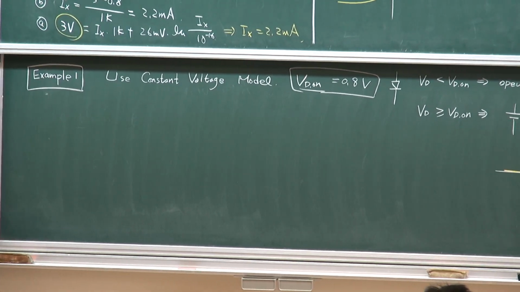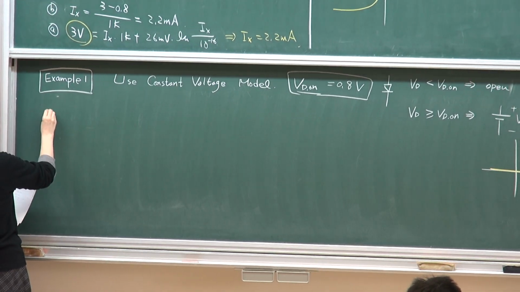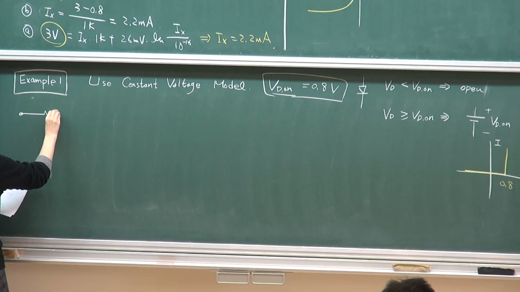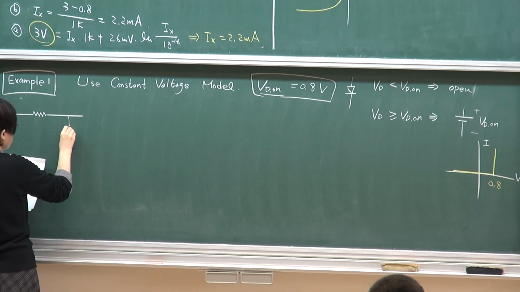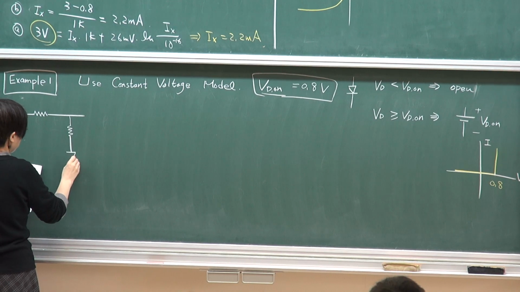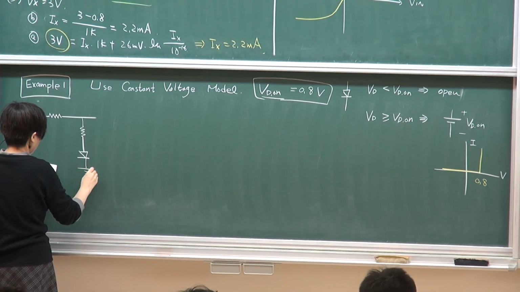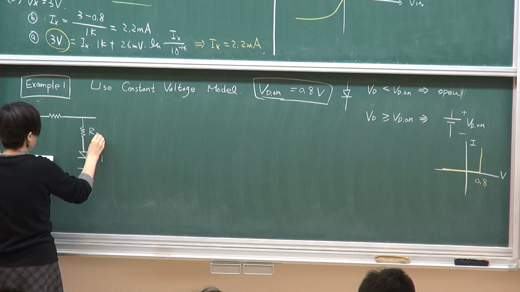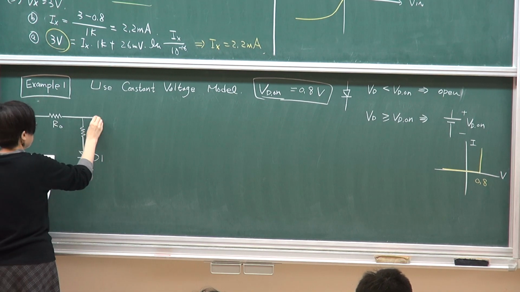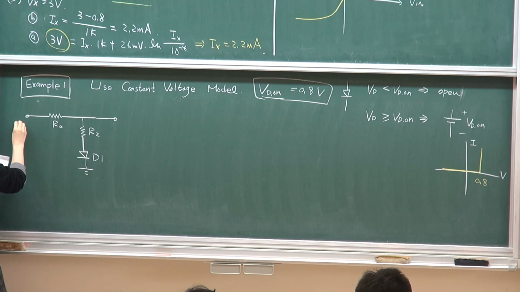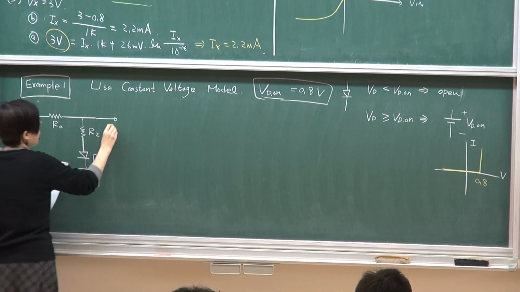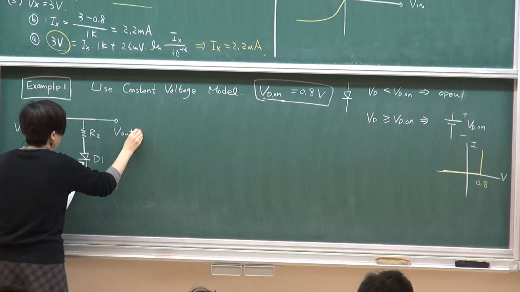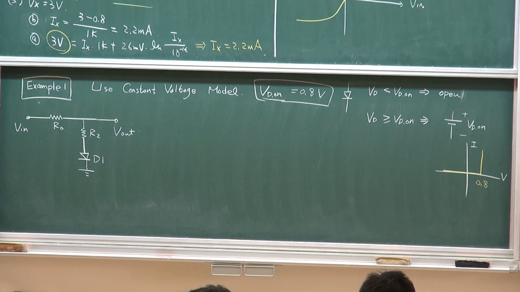I'm going to start with a one-diode example. This is my diode D1, R2, R1. This is my input terminal, and this is my output terminal. I have two terminals, and I want to look at the transfer characteristic.